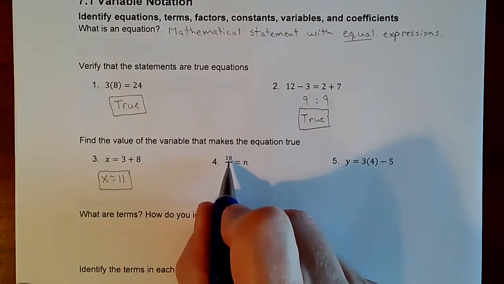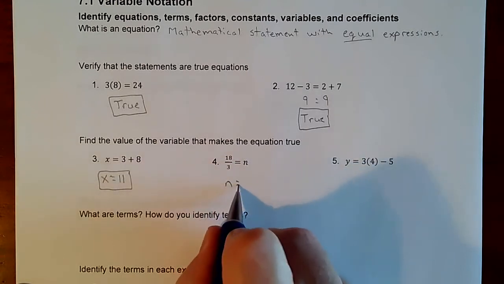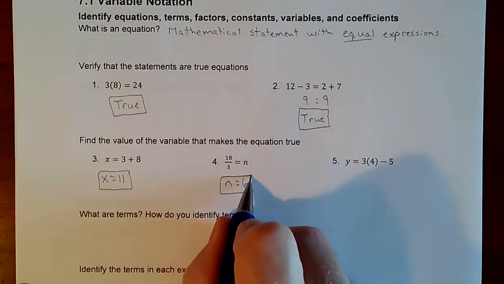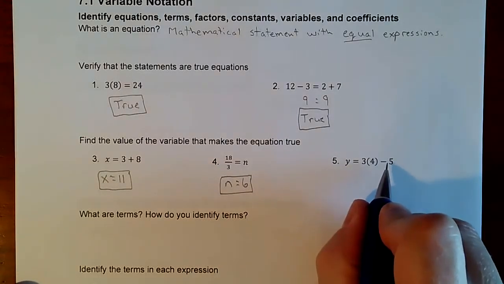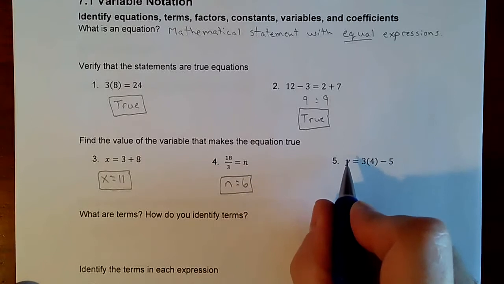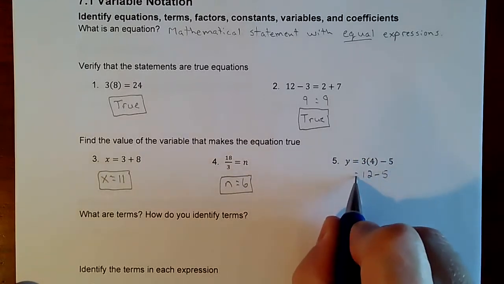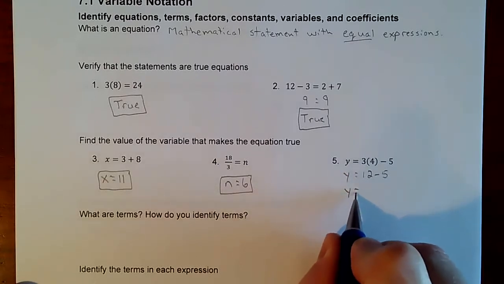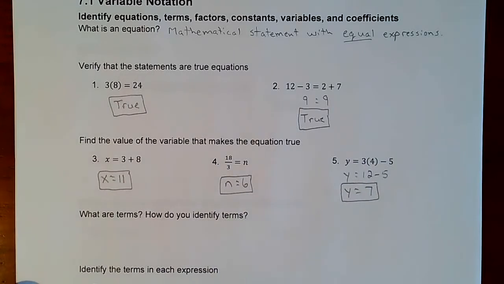And so on and so on. If you have something like this, 18 divided by 3 is 6, so n would equal 6. Over here, we have 3 times 4 minus 5, so we'll do some order of operations to figure out what y would equal. That's going to be a 12 minus a 5, which is 7. So that's what y equals.